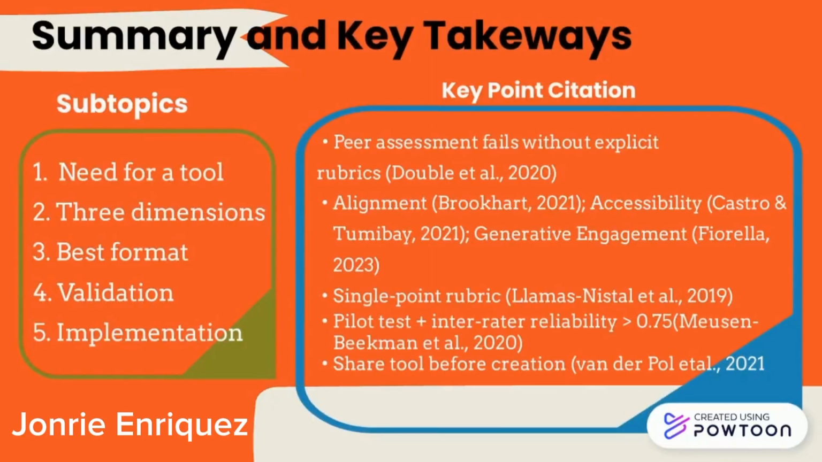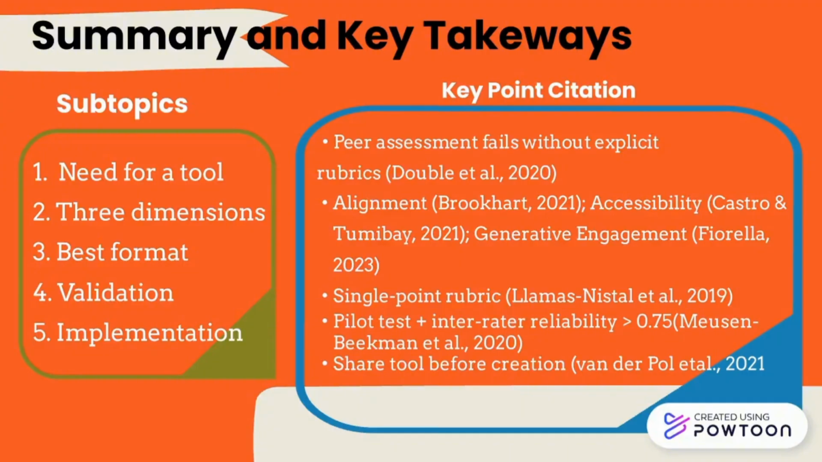First, peer assessment fails without explicit rubrics. Double et al. 2020 show that task-specific criteria are essential for reliability and learning gains. Second, use 3 evidence-based dimensions: alignment with learning objectives, Brookhart 2021, cognitive accessibility, Castro and Tumibay 2021, and generative engagement, Fiorella 2023. Third, the best format is the single point rubric.